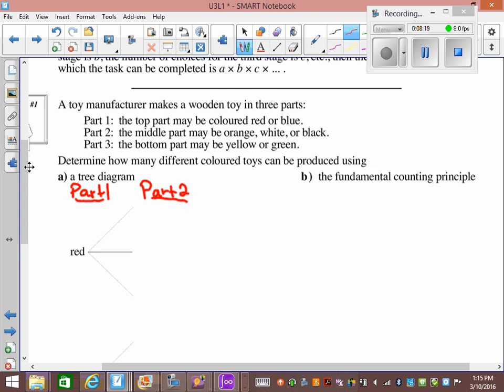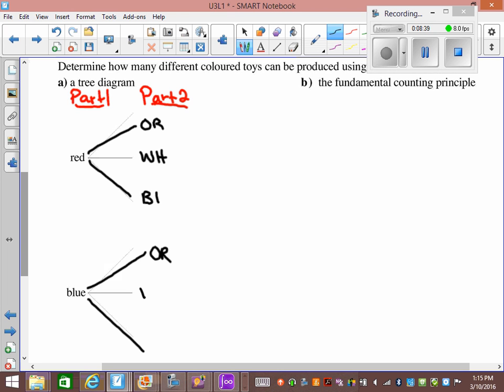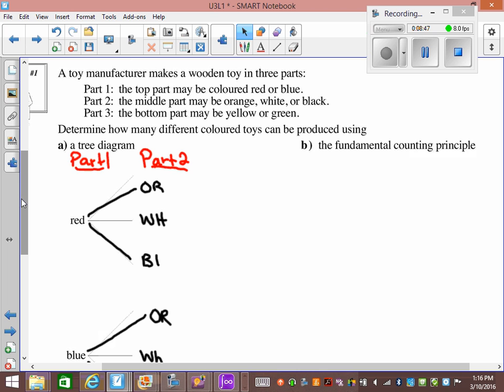The middle part can be orange, white, or black. So off of each of these, option 1, I'm going to have 3 options themselves. And I'm giving them space because I'm going to have to go options off of those ones. So orange, white, black. Orange, white, black. Then I have part 3, which is the bottom part.